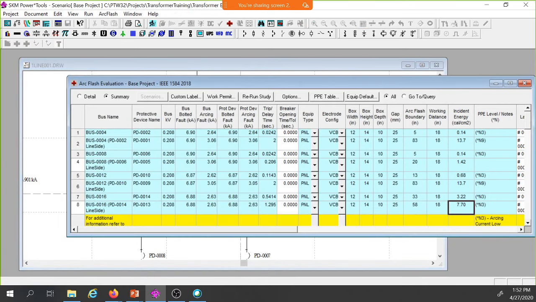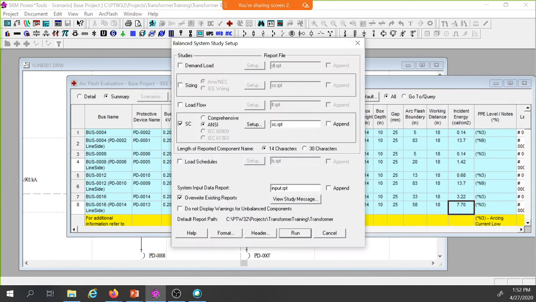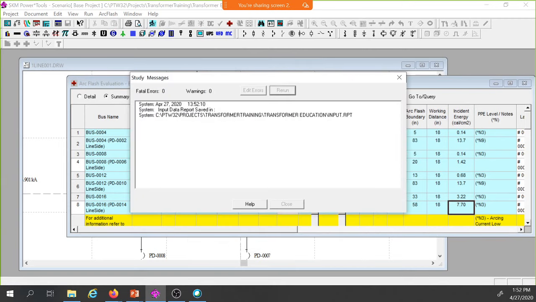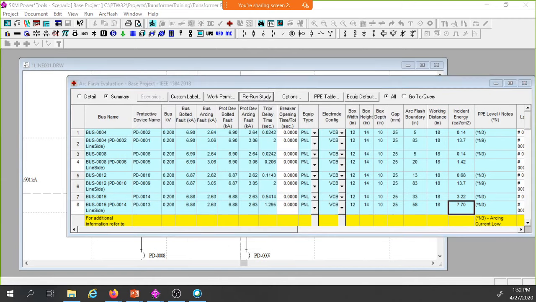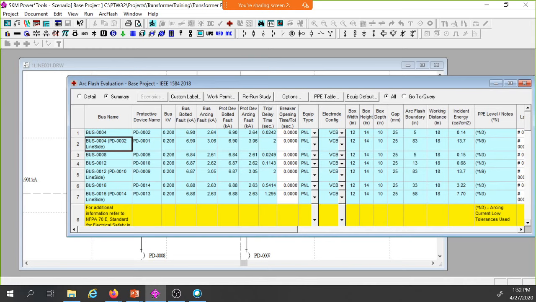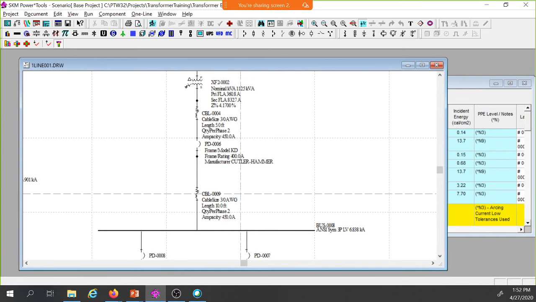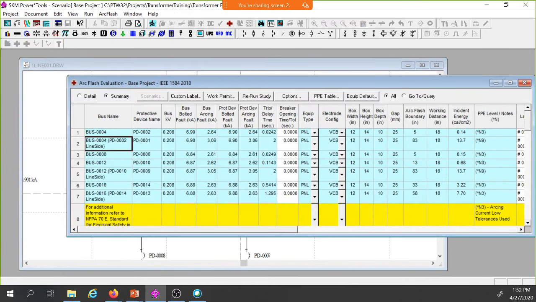And now I'm going to rerun my fault current study, run the balanced system study, because I changed some conductors there. I'm going to rerun this study. And look what I did. Let's see, PD1, bus 4, right? So this is bus 8. I changed bus 8. My bus 8 is now 0.15 calories per centimeter squared.